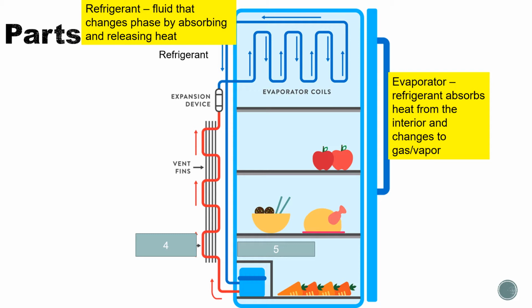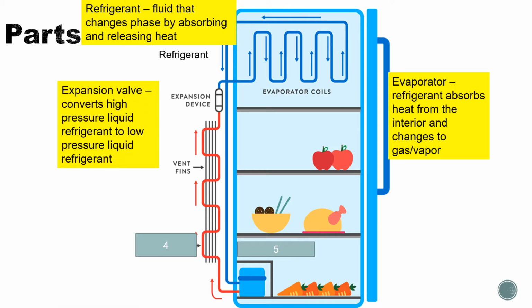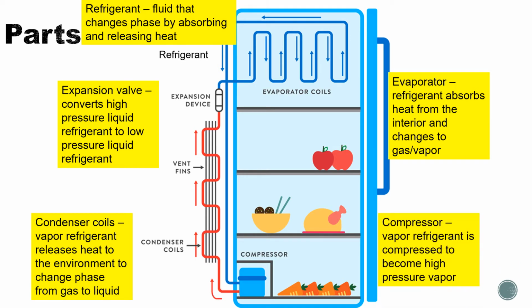Next, expansion valve or expansion device. It converts high-pressure liquid refrigerant to low-pressure liquid refrigerant. Number 4, condenser coils. It is where the vapor refrigerant releases heat to the environment to change phase from gas to liquid. And lastly, the compressor, where the vapor refrigerant is compressed to become high-pressure vapor.